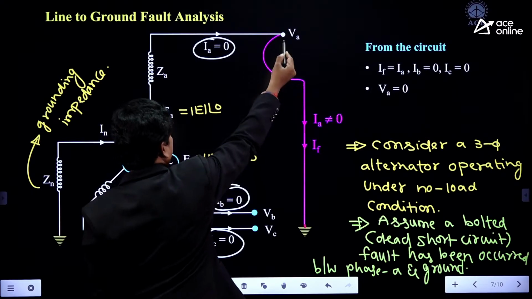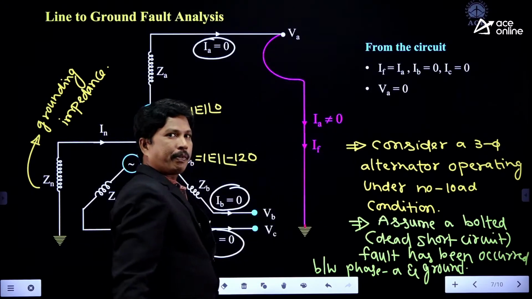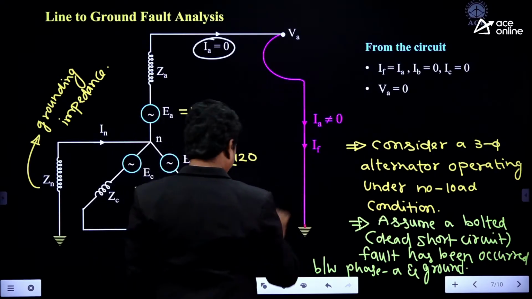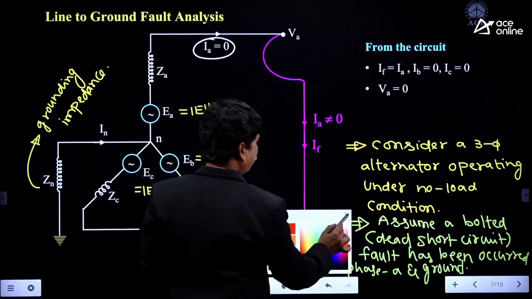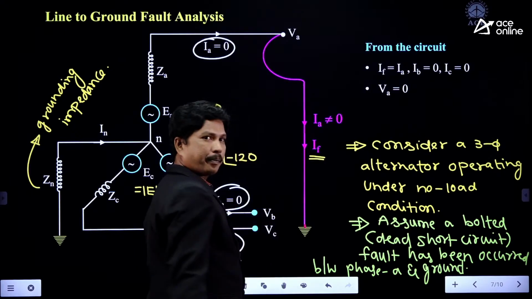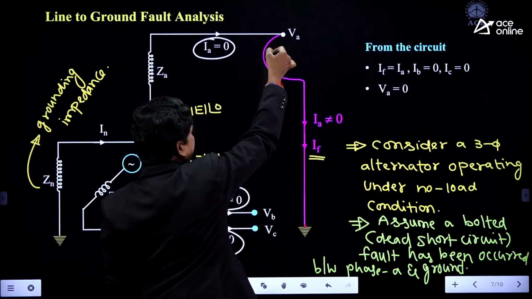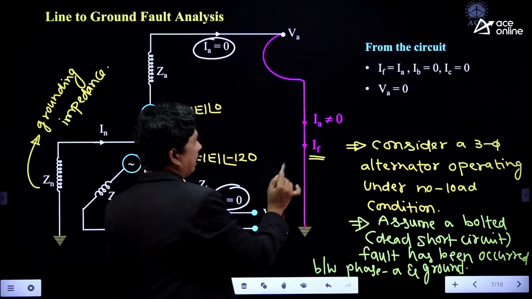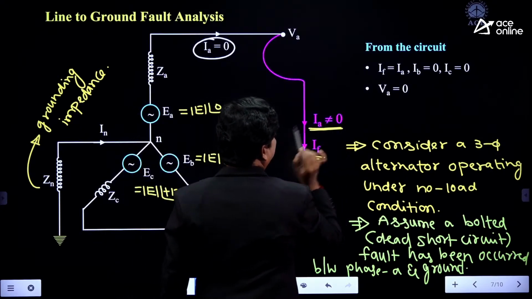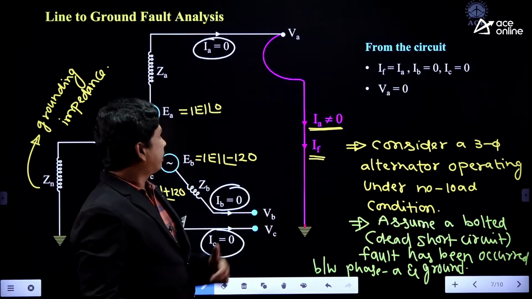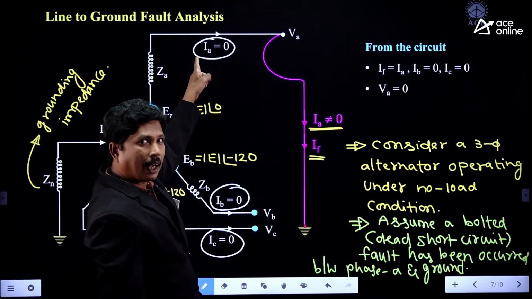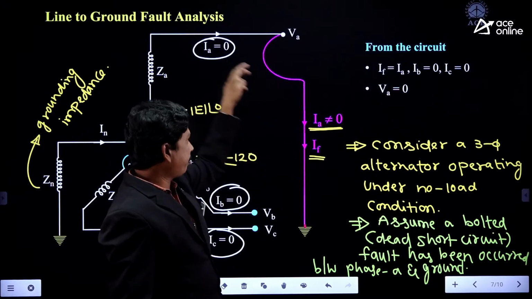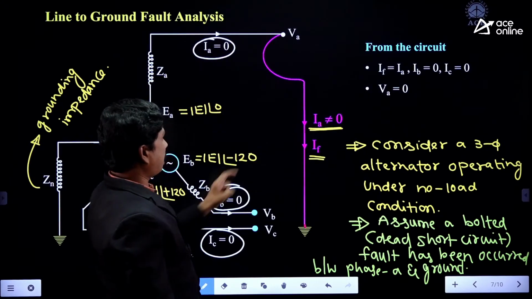So we got a fault here. This is the fault, and the fault current is flowing here. Clear? So phase A is having a current to the ground, right? Therefore, the A phase current is not equal to 0. Initially the A phase current is 0 under no load condition, and now it will not be 0. Based on this, we have to write some conditions.